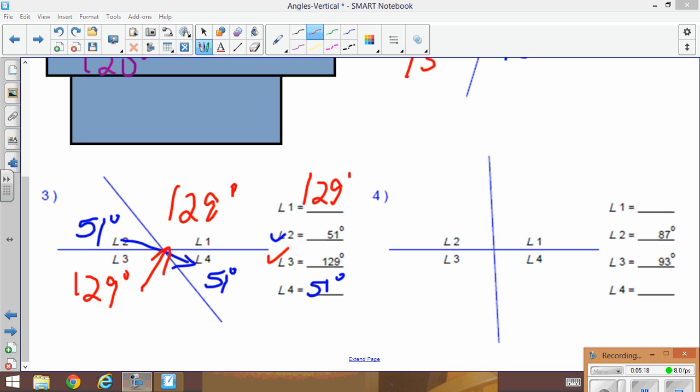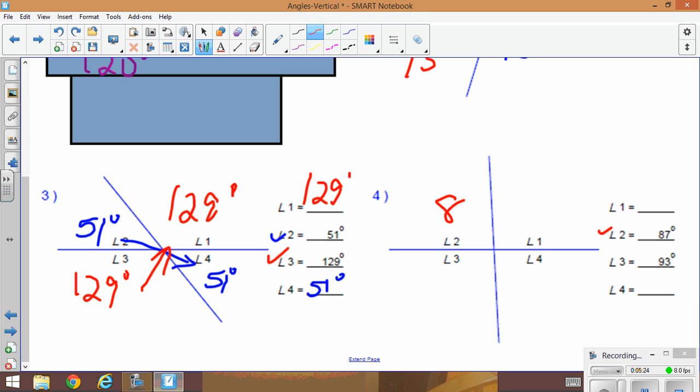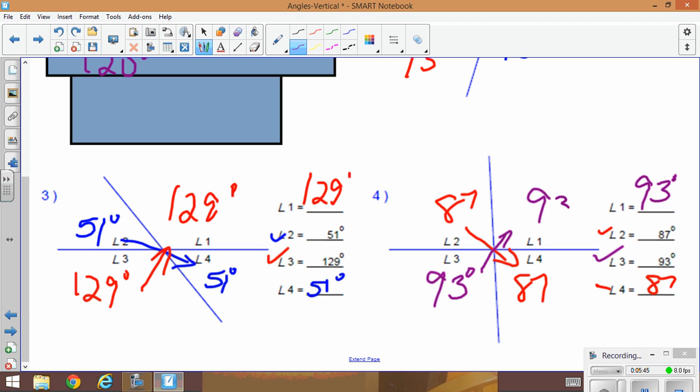Okay, and lastly, I know angle 2 is 87 degrees. Vertical to 2, directly opposite, is angle 4, which is also 87 degrees. And then I have angle 3, that's 93 degrees, and directly opposite angle 3 is angle 1 at 93 degrees.